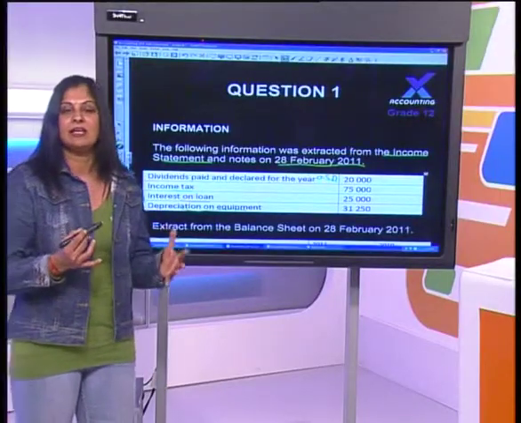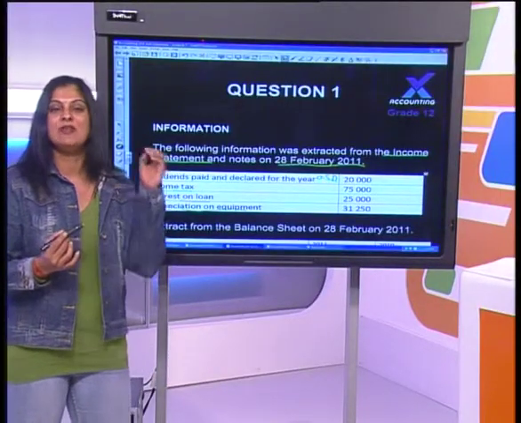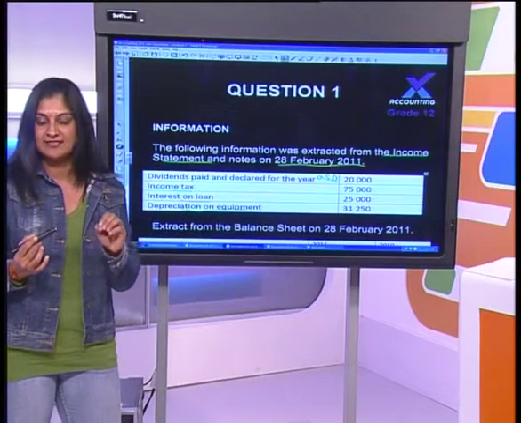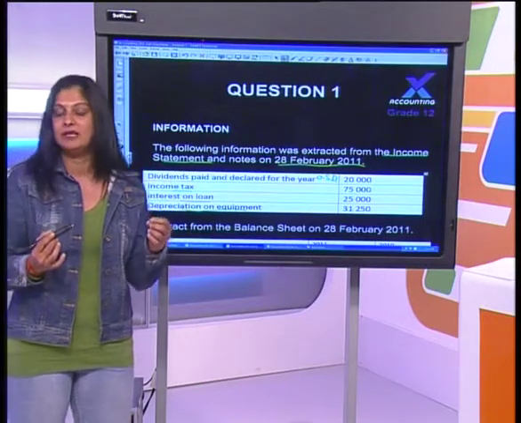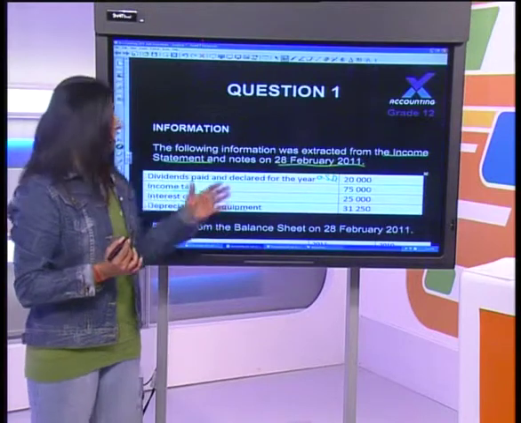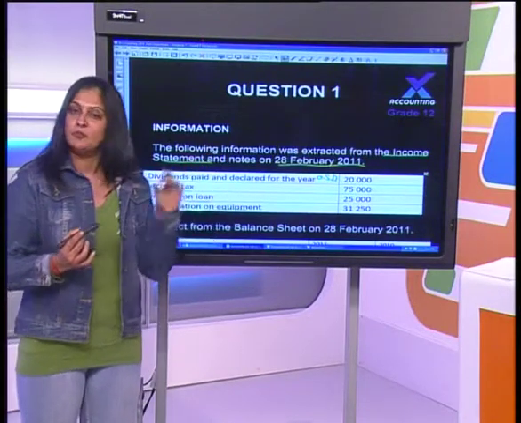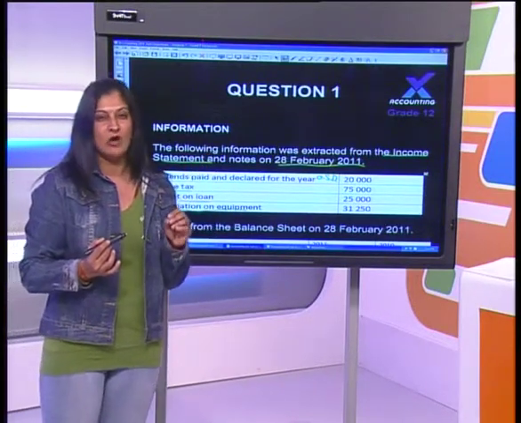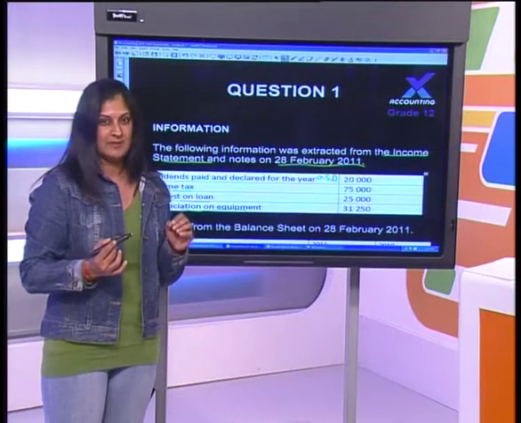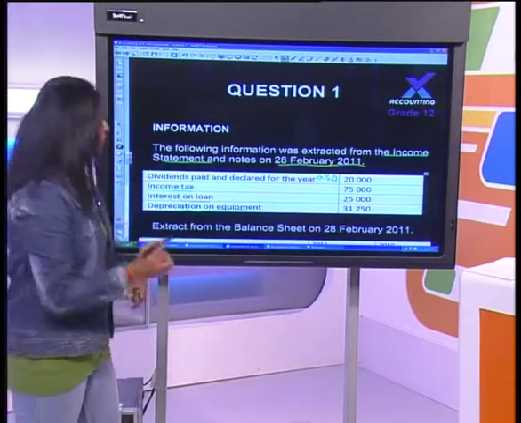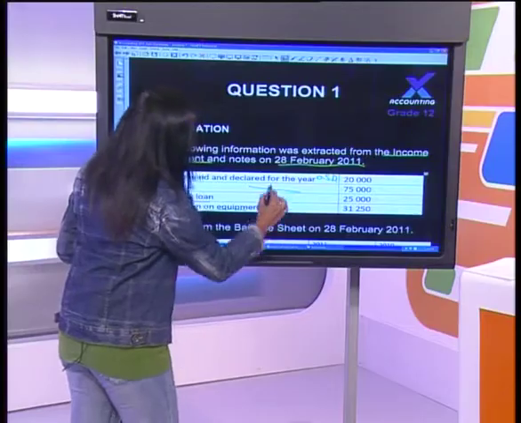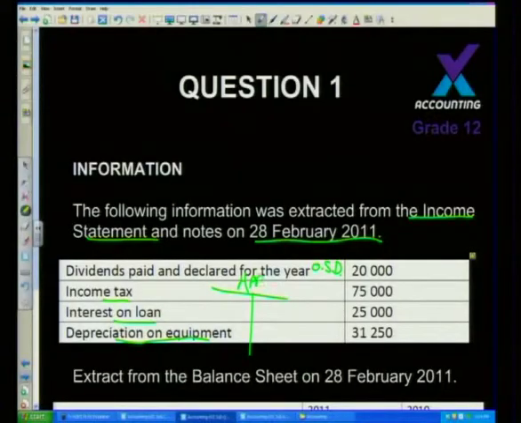Now, immediately, guys, you would notice that there is no net profit before tax. And if you did watch earlier, Pradeep did mention that when you are not given net profit before tax, you need to draw up which T account? Absolutely correct, the appropriation T account. So we're going to have to draw up the appropriation T account to work out the net profit before tax. Right, let's move on.